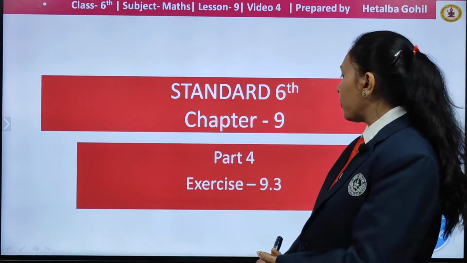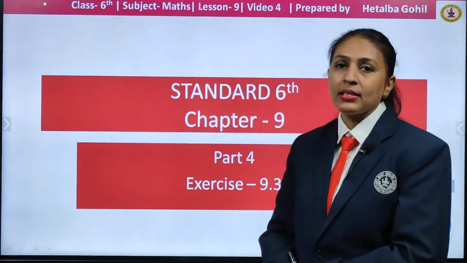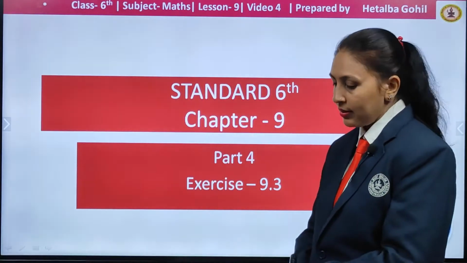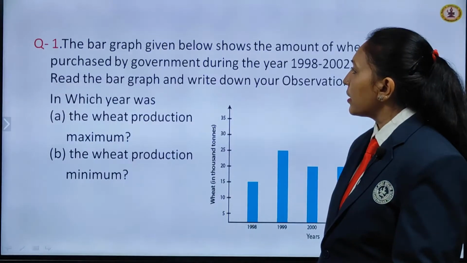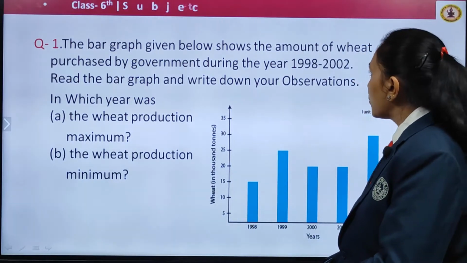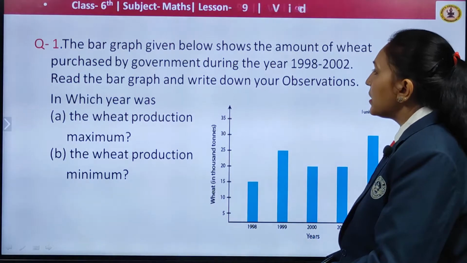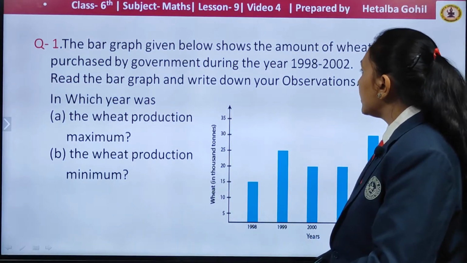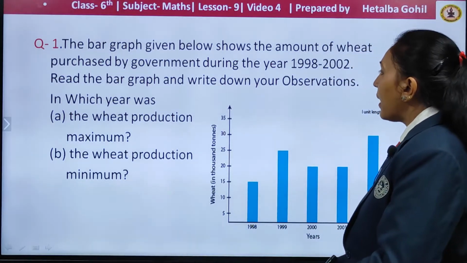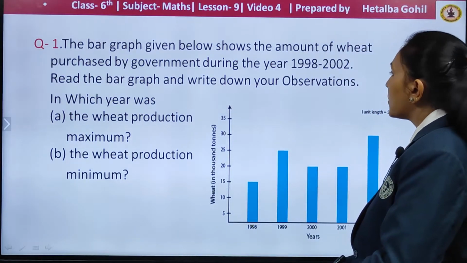Okay, then let us move further now with the next exercise, 9.3 of chapter number 9. Now let us see the first question. The bar graph given below shows the amount of wheat purchased by the government during the years 1998 and 2002. Read the bar graph and write down your observation.